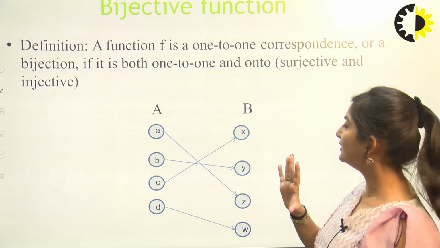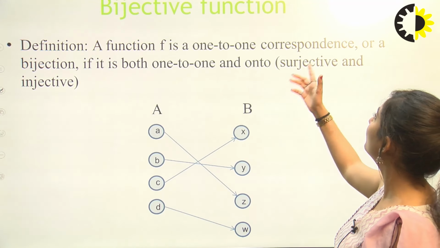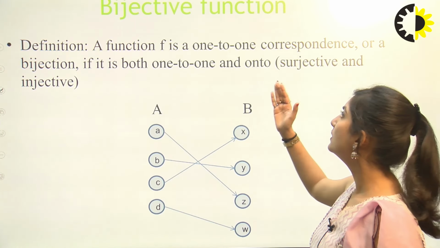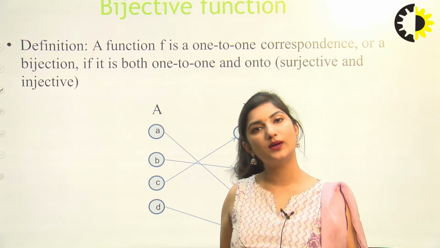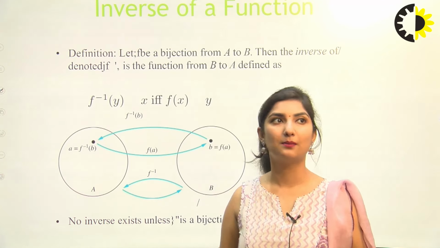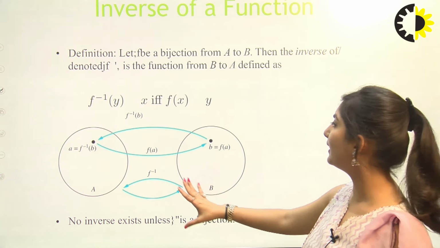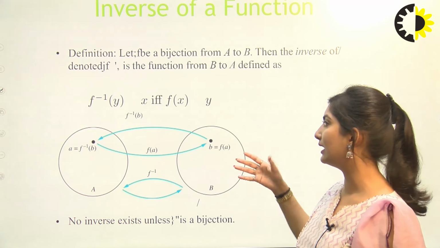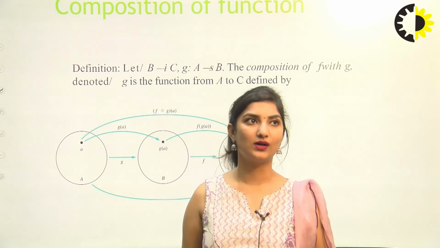Bijective. Bijective means a function f is a 1-to-1 correspondence or a bijection if it is both 1-to-1 and onto. Bijective means it is 1-to-1 also, it is onto also, then it is bijective. Inverse of a function means A is f inverse of B, so B is f of A. That is inverse of a function.